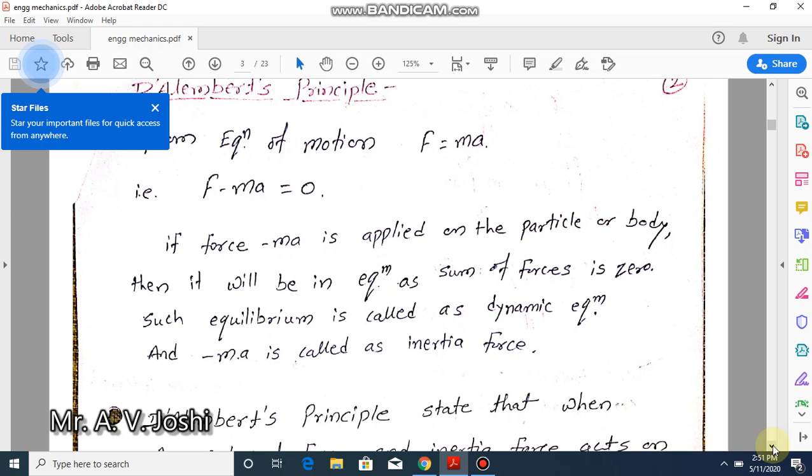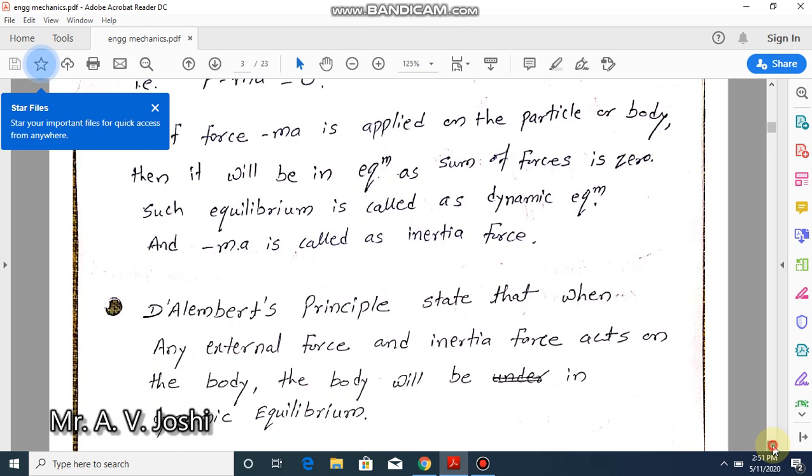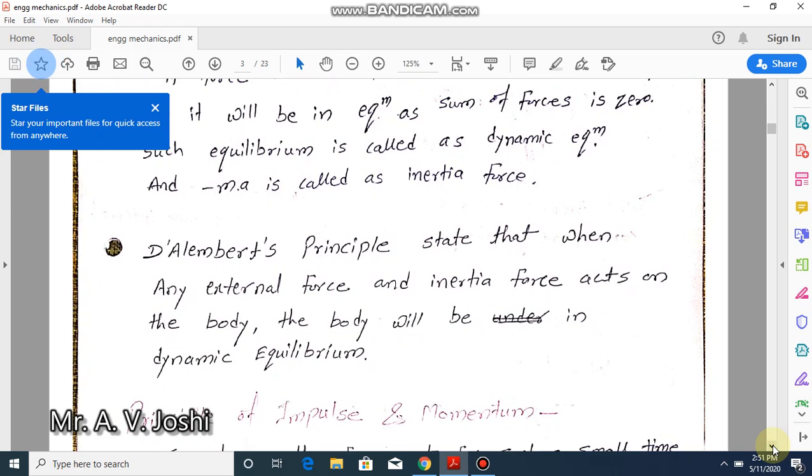So the next main point is D'Alembert's principle. D'Alembert's principle states that when any external force and inertia force act on a body, the body will be in dynamic equilibrium. Here we stop, and in the next lecture we will discuss the principle of impulse and momentum and other topics.